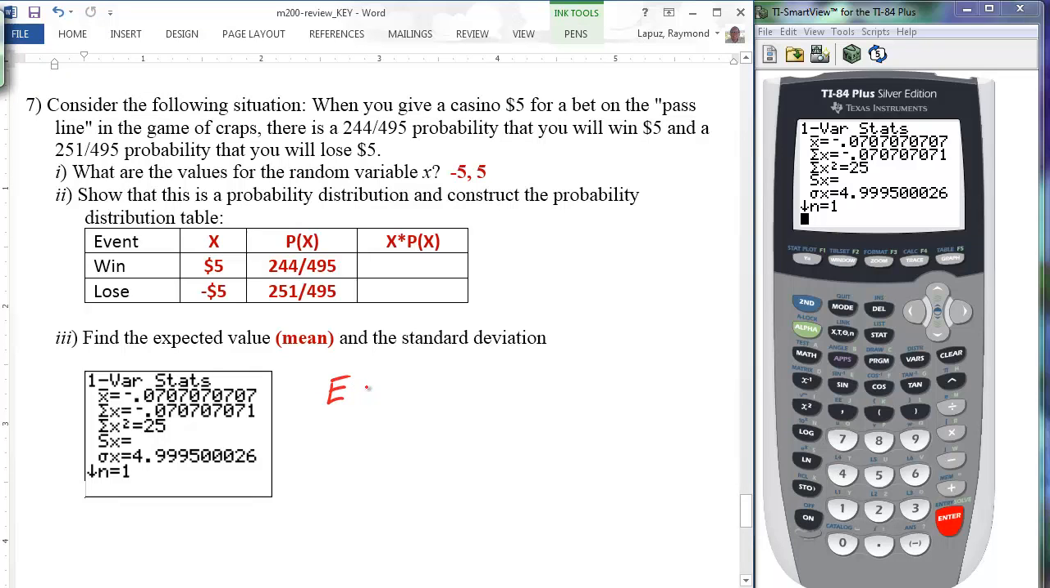So the expected value, sometimes known as E, is really just the mean. It's important to keep that negative there. Negative 0.07, or 7 cents. And then your standard deviation, we'll go ahead and call that sigma, is 4.999, so we'll just round that to 5.0. Which means for playing this game, there's a lot of variation, and so there's a good chance of you winning or also losing. That's a $5 standard deviation, a $5 spread here. Alright, so this is problem number 7.